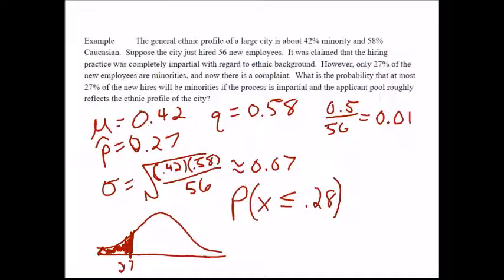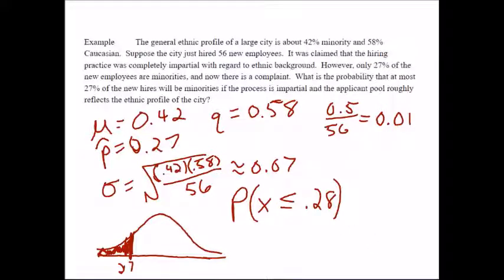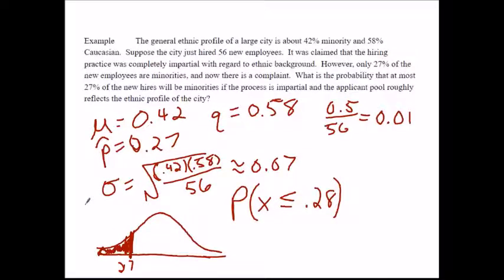All right, so second vars, normal CDF. Our lower is going to be -1 E99. Our upper is 0.28. Our mu is 0.42. Our standard deviation was 0.07. And so the probability that this is going to happen is 0.023.